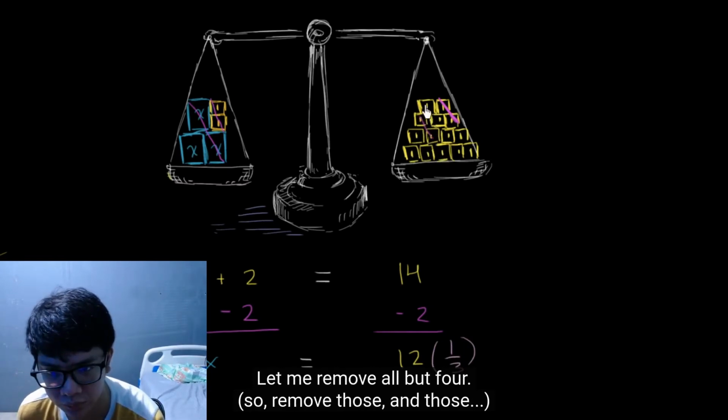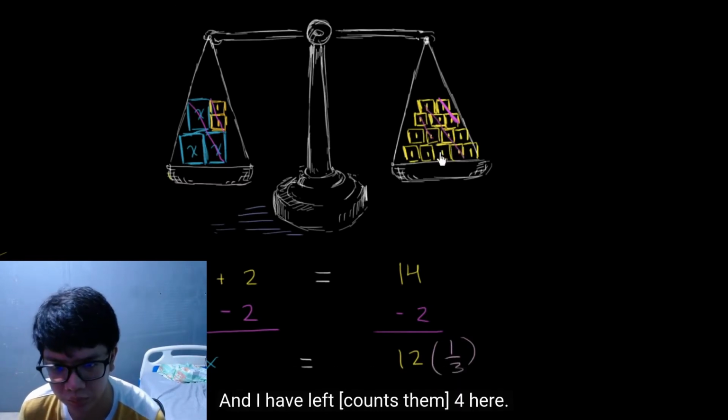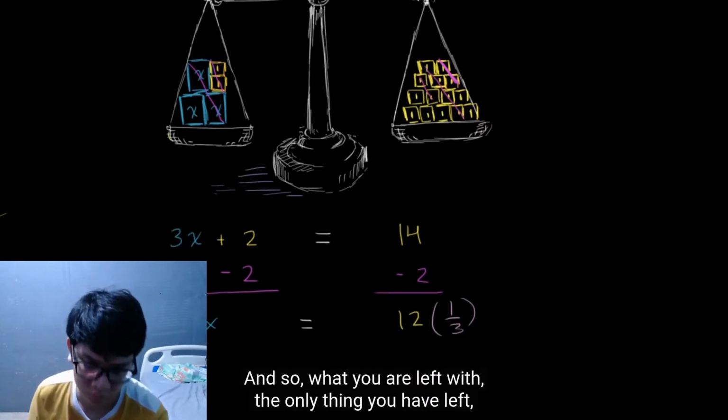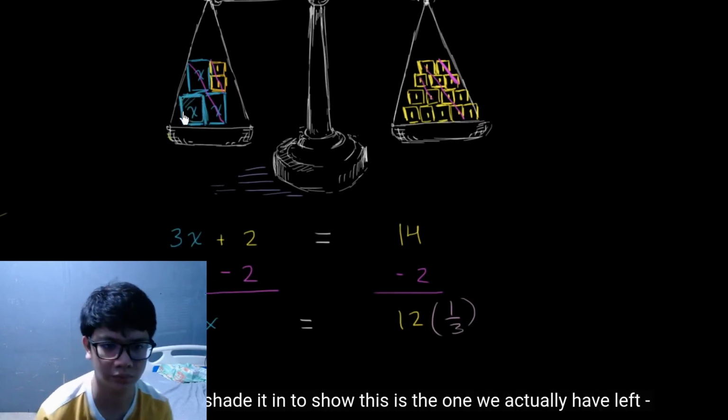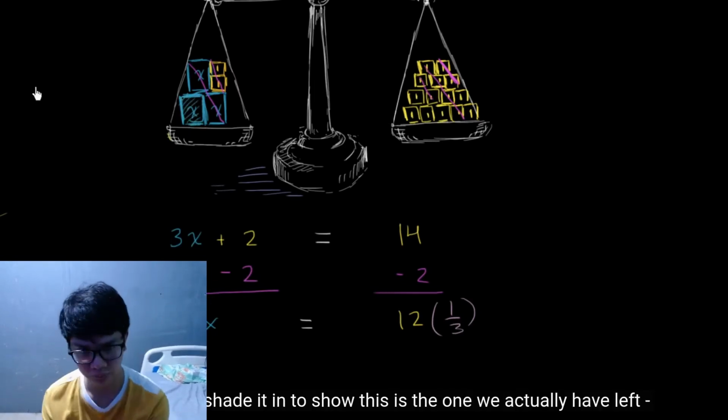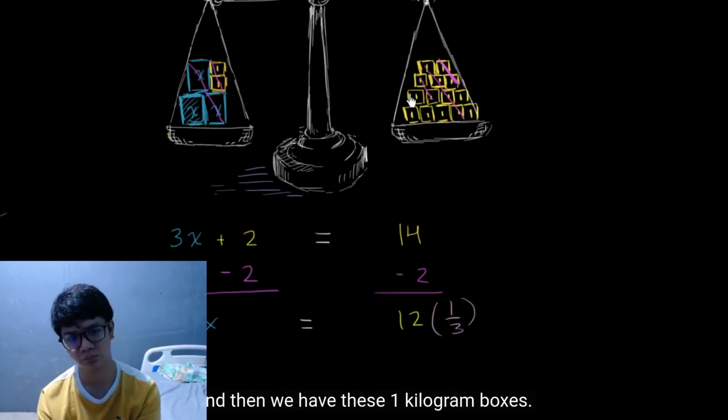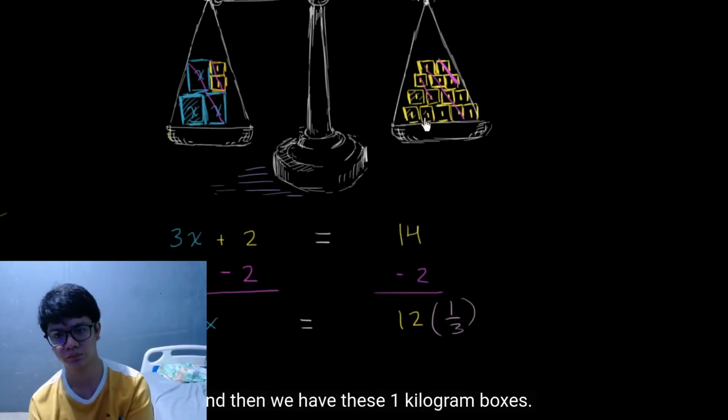So we're going to move those and remove those. I have left 1, 2, 3, 4 here. And so the only thing you have left is this x. This x, I'll shade it in to show this is the one that we actually have left. And then we have these 1 kilogram boxes.